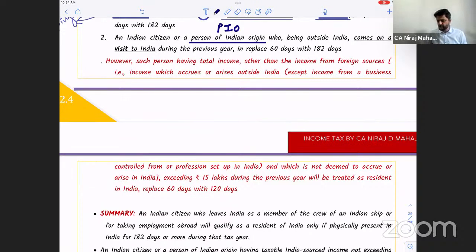Again, imagine a person who is settled outside India. He comes to India for a visit. He will come for, let us say, 2 months, minimum 1 to 2 months. Are you getting my point? Practically speaking, that is there. Now look at it theoretically speaking.